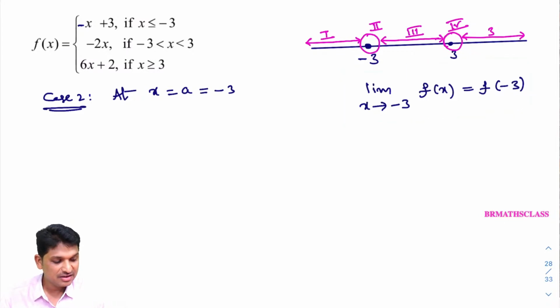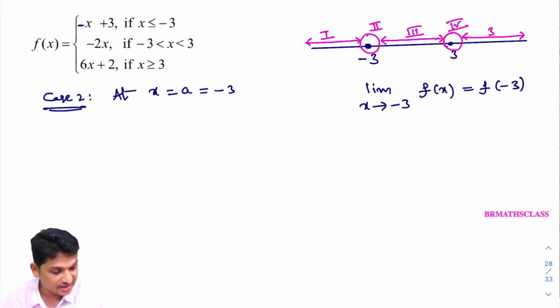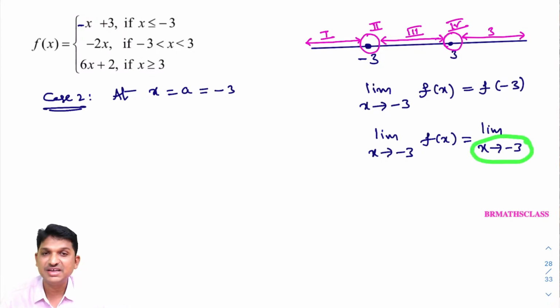To calculate this, what do I need to do? First I will calculate this and then I will calculate this. Later I will check whether these two are equal or not. To calculate this, we have a problem. I need to calculate limit x approaches to minus 3 f of x. X approaches to minus 3 means all x values are slightly less than minus 3 or slightly greater than minus 3 but not minus 3.